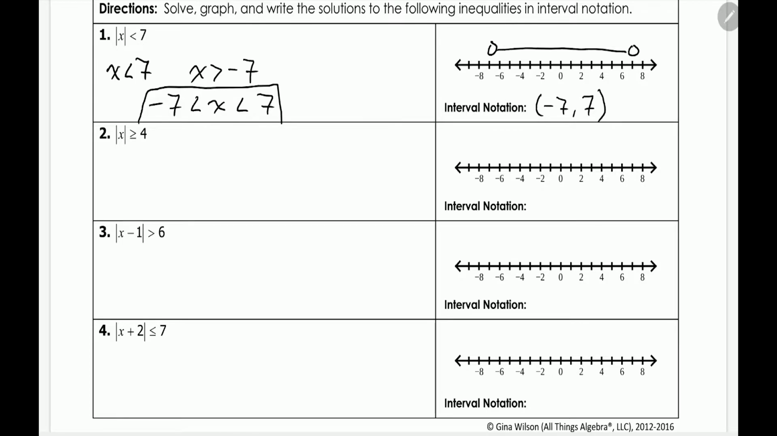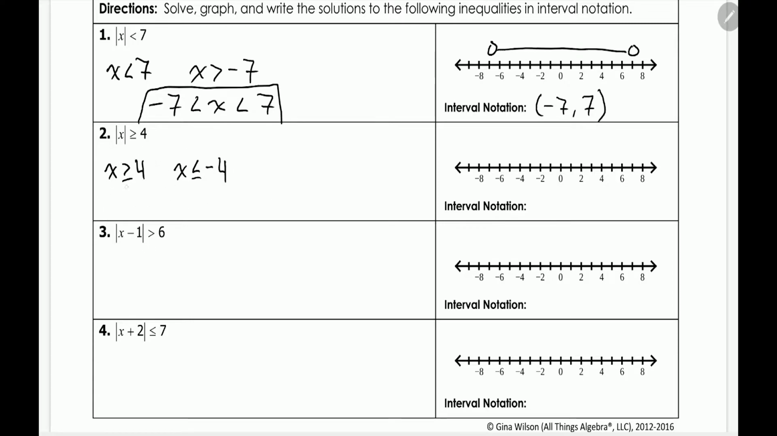Let's look at number 2. We have the absolute value of x is greater than or equal to 4. So we keep it the same, so x is greater than or equal to 4. Then we change it, so x is less than or equal to negative 4. Then we graph these two things.